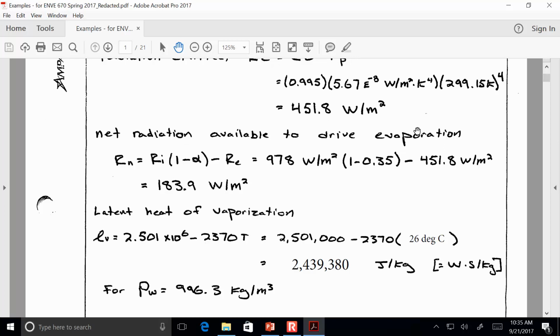Okay, so the net radiation available to drive evaporation here will be 183.9 watts per square meter, because we have the incoming 978. Some of that's going to be reflected. So 1 minus 0.35 is saying 35% of it is being reflected, so 65% is not reflected. 65% of this 978 is absorbed, and then we have to subtract out the emission through long wave, and that only leaves us a measly 183.9 watts per square meter to drive the vaporization.